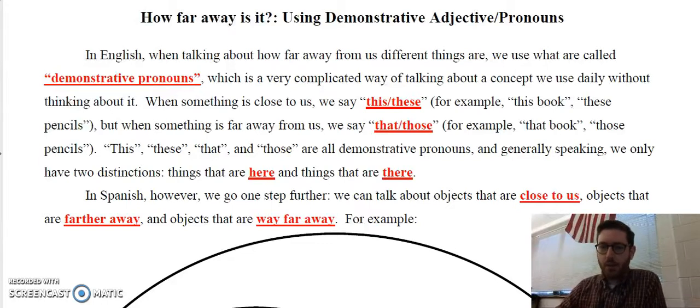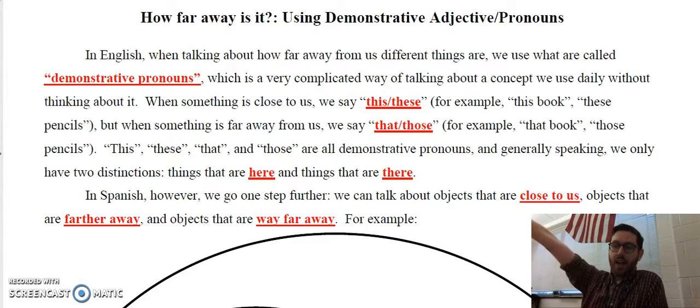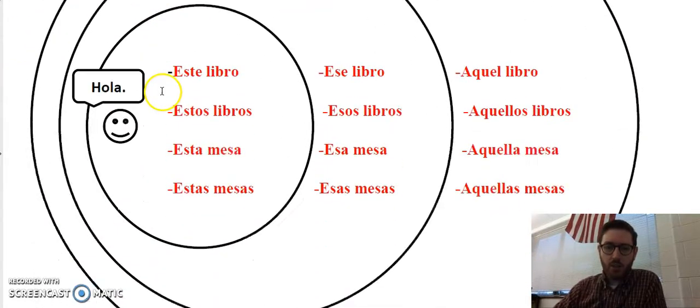In Spanish, though, Spanish speakers go one step further. Not only are there things that are close to us, like this thing, and then things that are farther away, like that thing, but there are also things that are way over there, like that or those things over there. And they have a kind of three separate distinctions: here, there, and way over there. And so let's take a look at some examples.